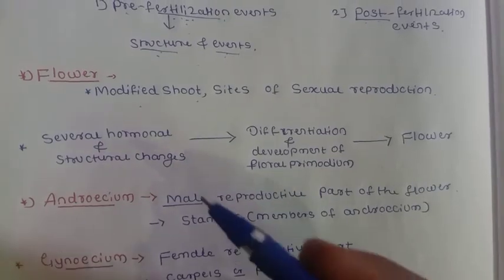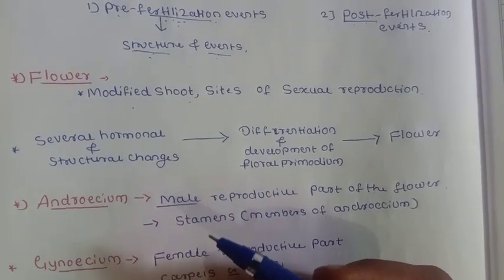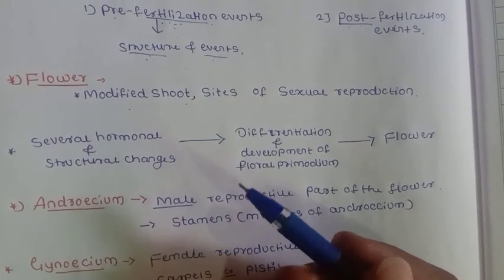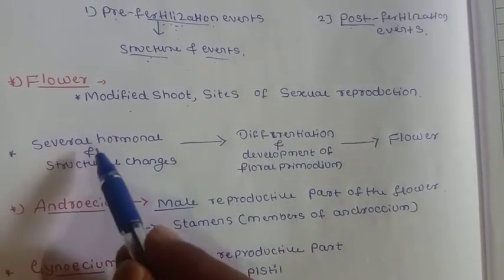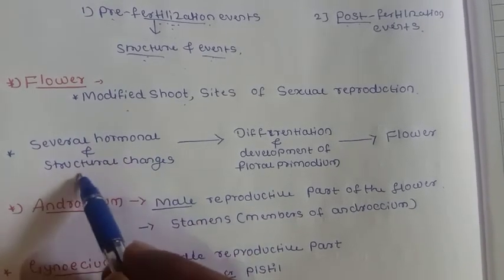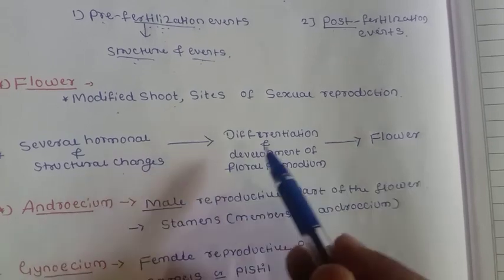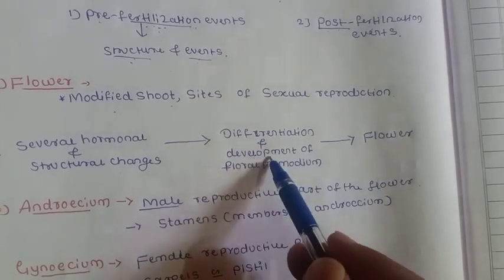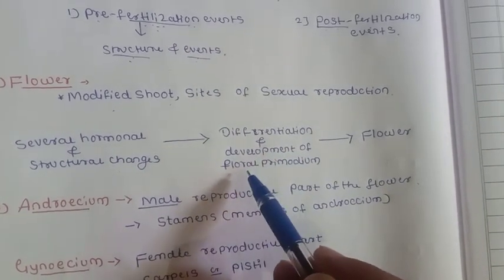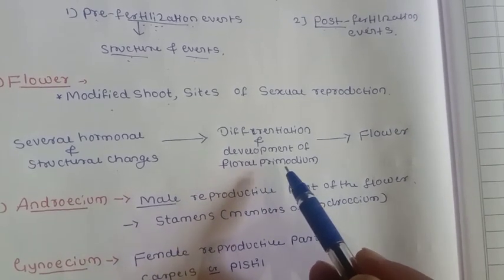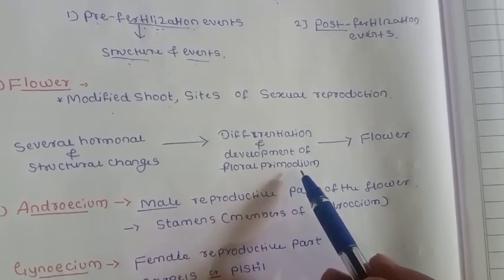How is the flower forming actually? How does the plant decide to have a flower? To have a flower, first several hormonal and structural changes take place in the plant, which lead to differentiation and development of the floral primordium. Floral primordium development ಆಗುತ್ತೆ, which leads to the formation of the flower.